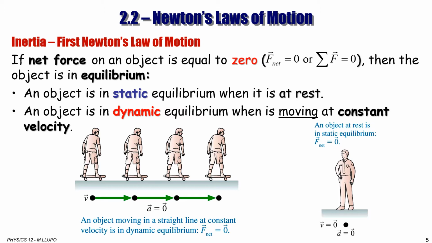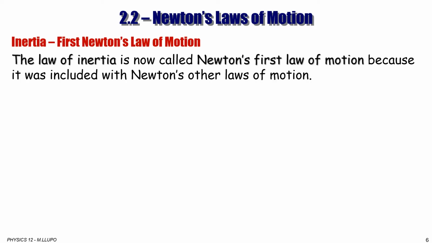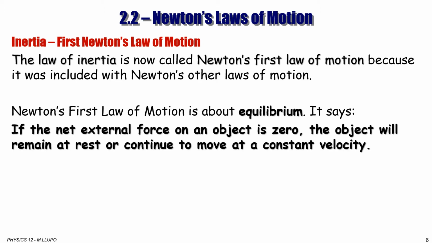So when a velocity is constant, that means there's no change in velocity. That means the acceleration has to be 0. So in both cases, acceleration is 0. The law of inertia is now called Newton's first law of motion because it's included with Newton's other laws of motion. Newton's first law of motion is about equilibrium.